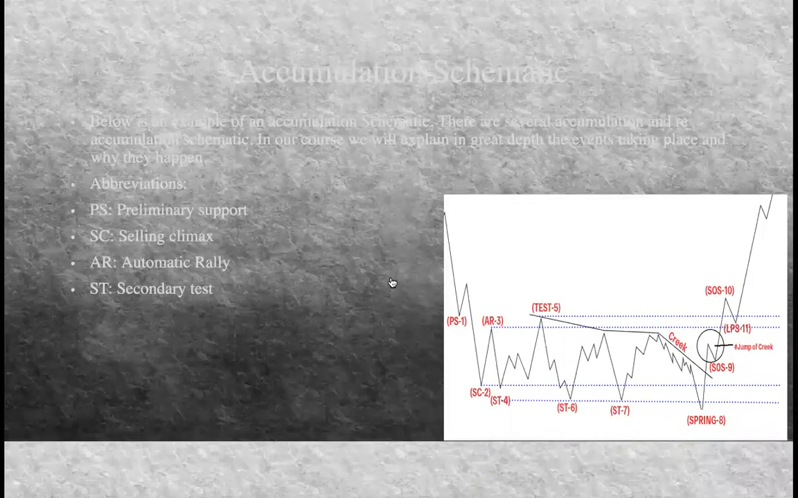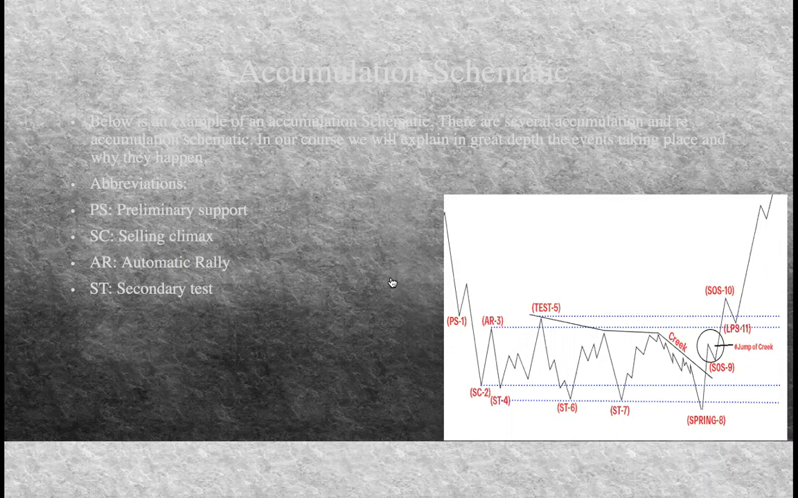So this is just a basic accumulation schematic. We're not going to get fancy yet. This is the first episode. Basically what you have is preliminary support, a selling climax, a secondary test, another secondary test, and you can have several secondary tests. So here we have 3, but the important thing is that you get a spring that breaks structure, and then you continue. That's what this is saying. A creek is basically structure in the market that you break above and continue through.